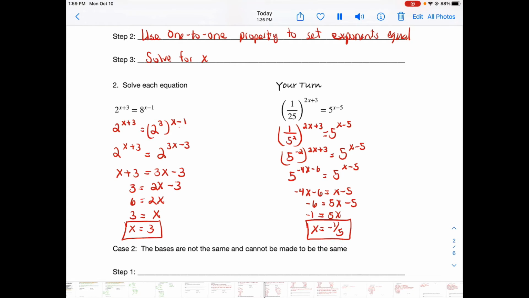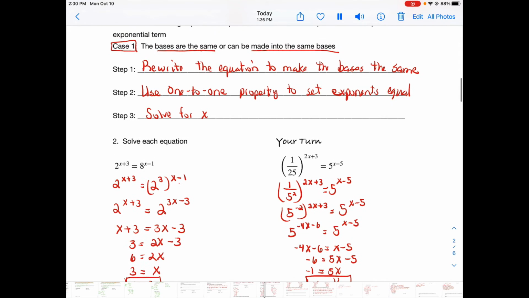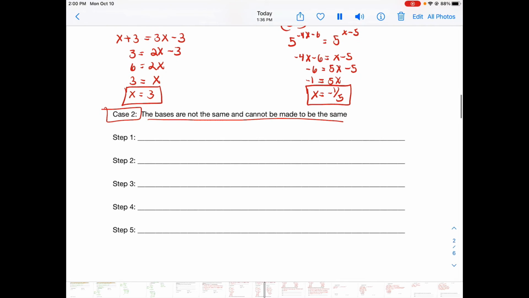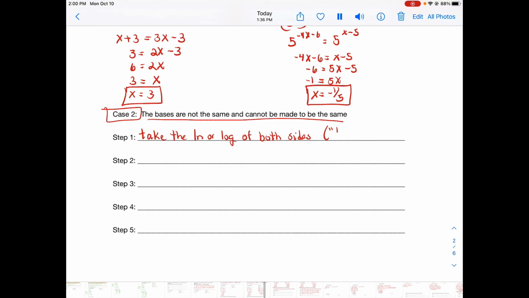Okay, our last technique for solving exponential equations is when we have more than one exponential term, but they do not have the same base, and you cannot write them to have the same base. This one has 5 steps. The first step you're going to do is take the common log or the natural log of both sides. This is often referred to as hit it with a log. So we're going to take the log of each side.